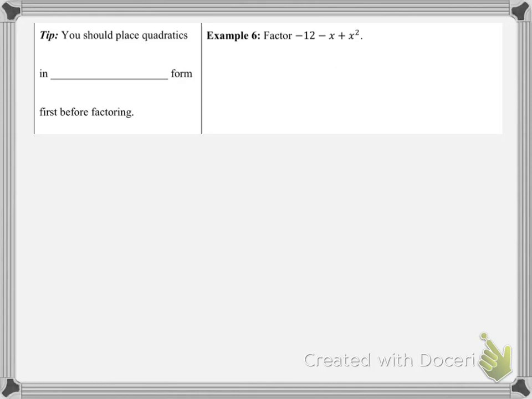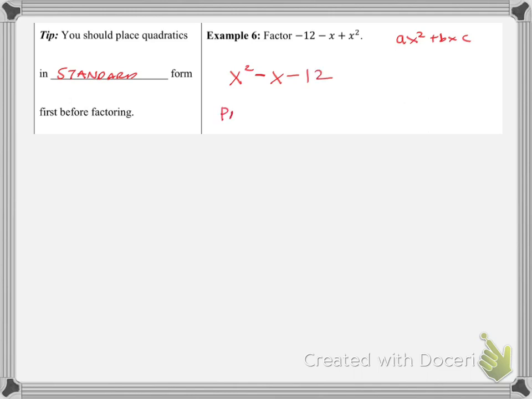And a tip here: look at example 6, it's factor negative 12 minus x plus x squared. So it's not in the standard form of ax squared plus bx plus c. Just a tip, you should always place quadratics in standard form before factoring. So we're just going to rewrite this as x squared minus x minus 12, right? You keep the signs with the terms.